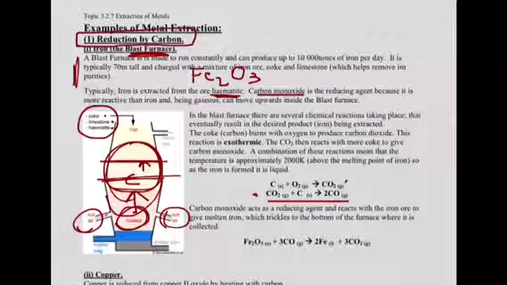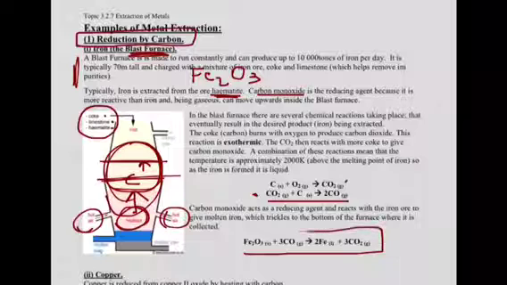Now the main equation, and do your best to try and remember this one, is the reduction of iron oxide. And if you look at the reaction, iron oxide, Fe2O3, plus carbon monoxide, CO, gives us iron and carbon dioxide. Now the reaction is reasonably easy to remember. If you remember CO going to CO2 and Fe2O3 going to Fe.